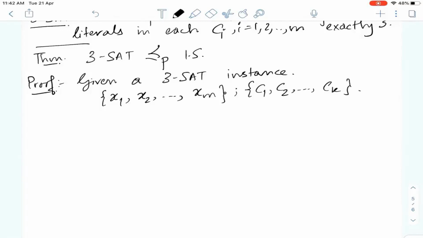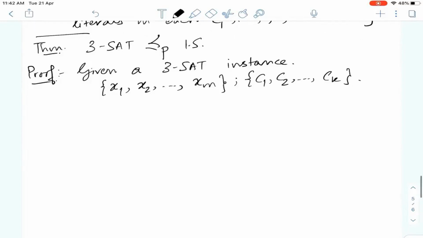Given this, I will now generate a graph. Of course I have to generate a graph. Why? Because I'm trying to reduce it to the independent set problem. An independent set problem is defined with respect to a graph. So here is the graph that I generate. For each Ci, generate a triangle.